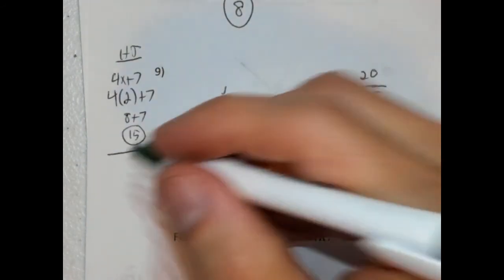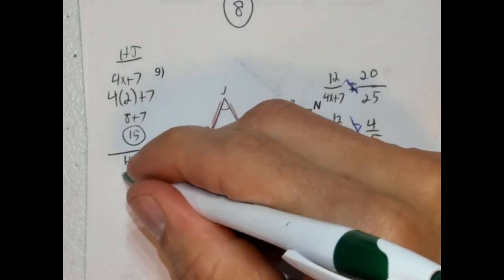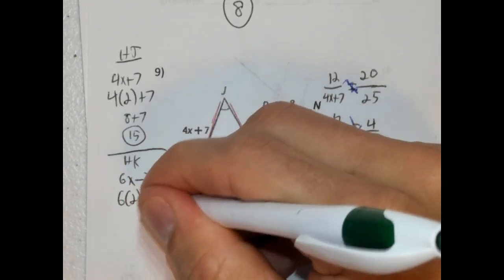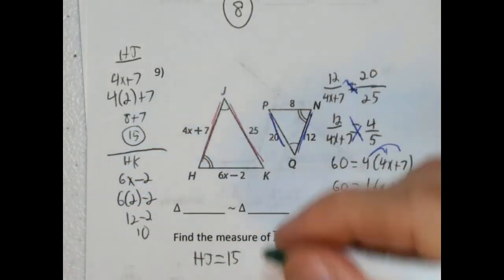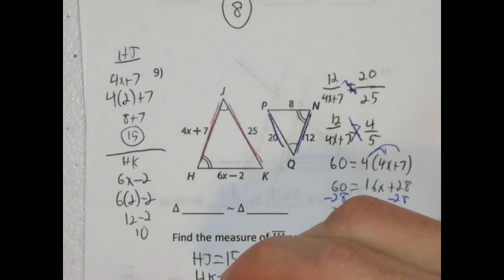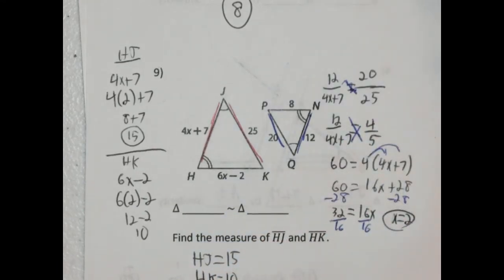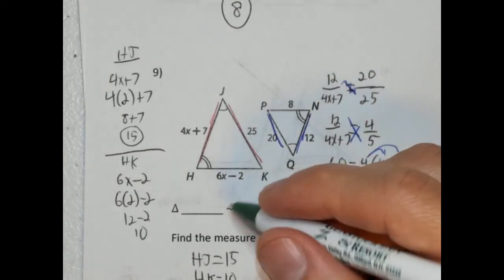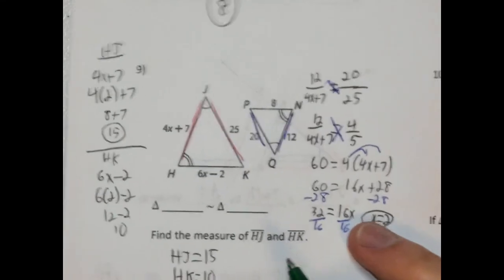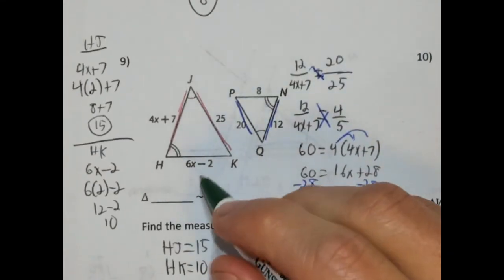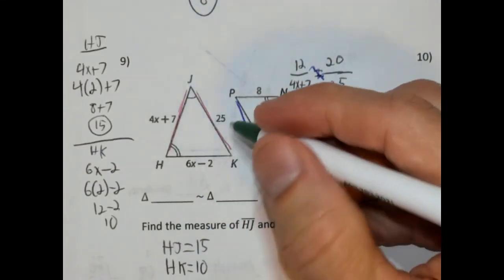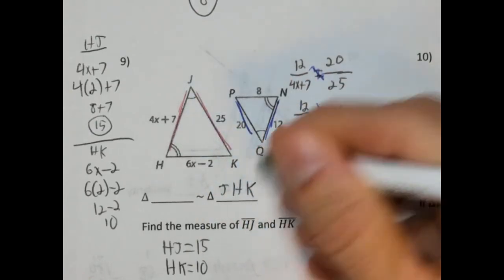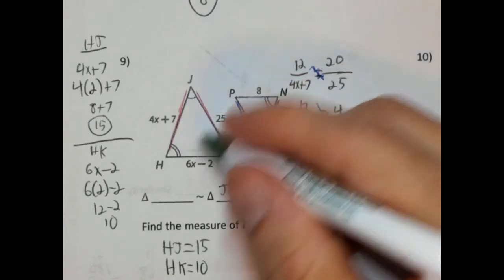Next part's going to be HK, which is 6x minus 2. And 6 times 2 minus 2, 12 minus 2, which is 10. So HK is equal to 10. All right. And that's it. So now we just need to write the similarity statement. So let's see. We're going to go 1, 2, none. So 1, 2, none, and red's going to be the second one. So JHK, and then 1, 2, none. So it's going to be QNP.